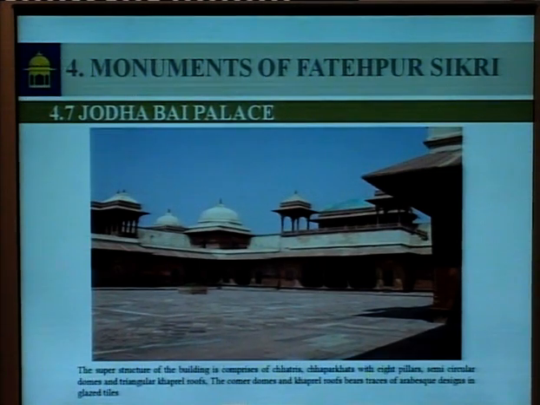There is another view from the courtyard. The superstructure comprises of chhatris, charpakats with 8 pillars, semicircular domes, triangular khapral roofs. The corner domes and khapral roofs bear traces of arabesque designs in glazed tiles.